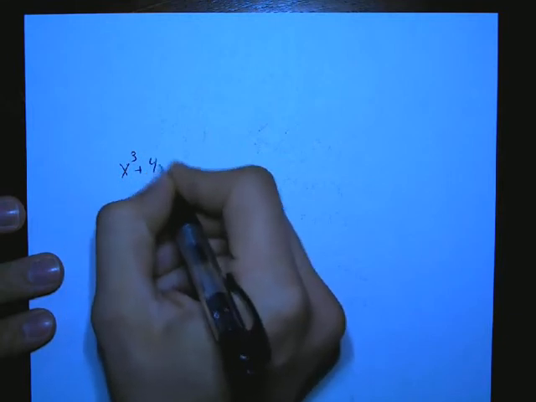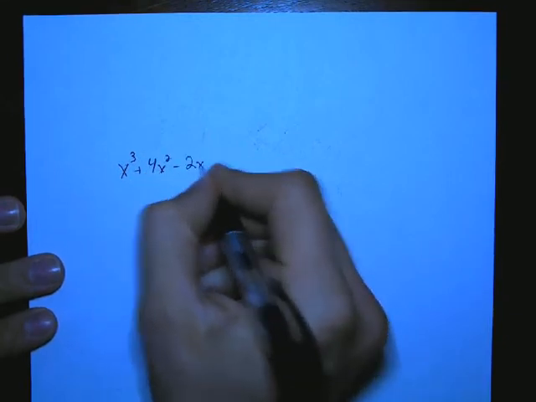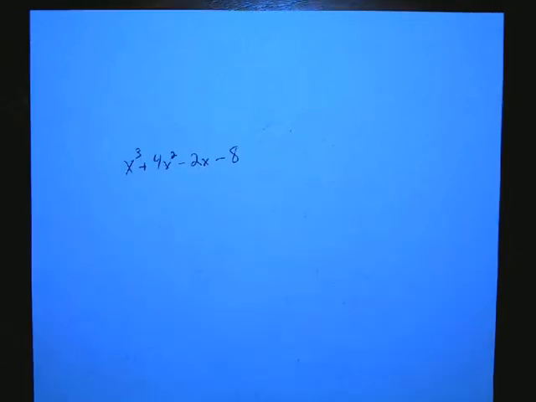All right, factoring by grouping. Let's say we've got this. We've got x cubed plus 4x squared minus, let's go minus 2x minus 8. Factoring by grouping is when you take something, factor out that greatest common factor.